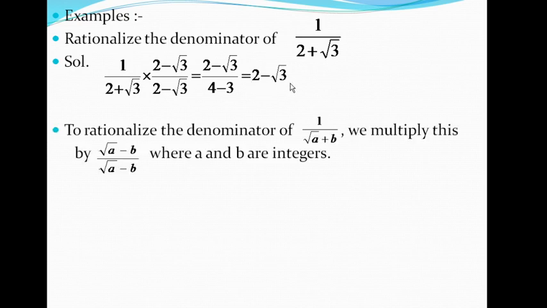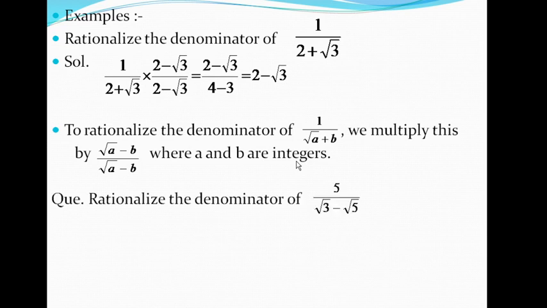Okay, so to rationalize the denominator of 1 upon under root a plus b, we multiply this by under root a minus b upon under root a minus b, where a and b are integers. So what we have to do is, to rationalize the denominator, just multiply the numerator and denominator by the conjugate of the given number, where a and b are integers. Okay, so let's try to solve a question.